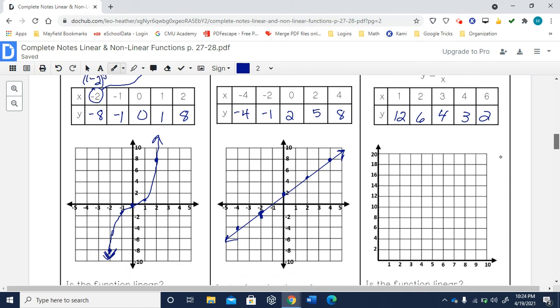We've got (1, 12), (2, 6), (3, 4), (4, 3), and (6, 2). So this would actually also make a curved line, which would not look like that.